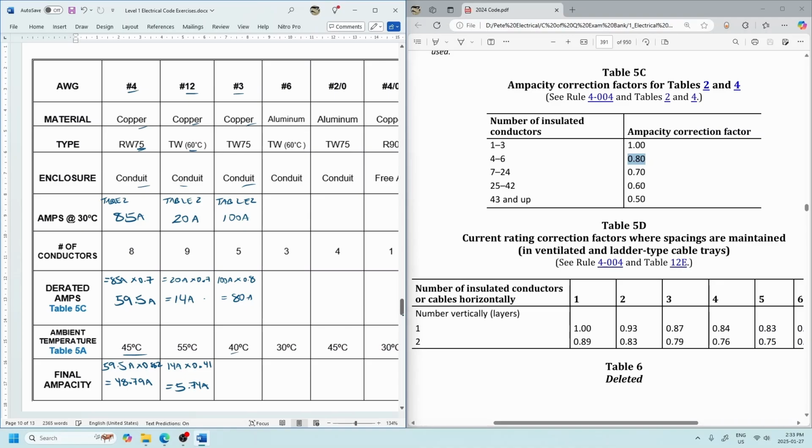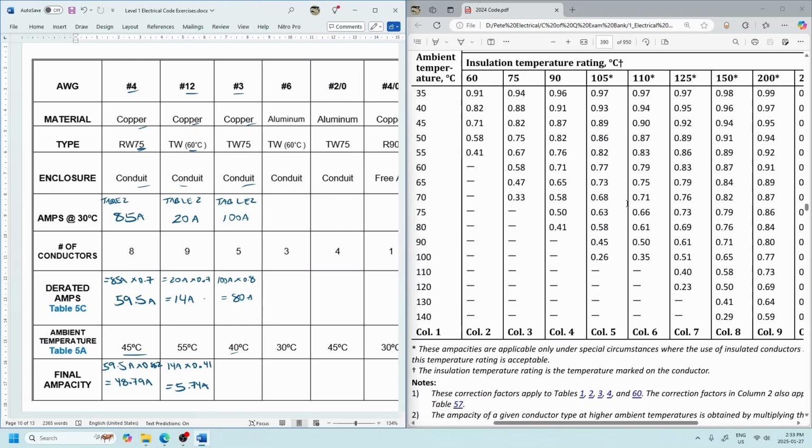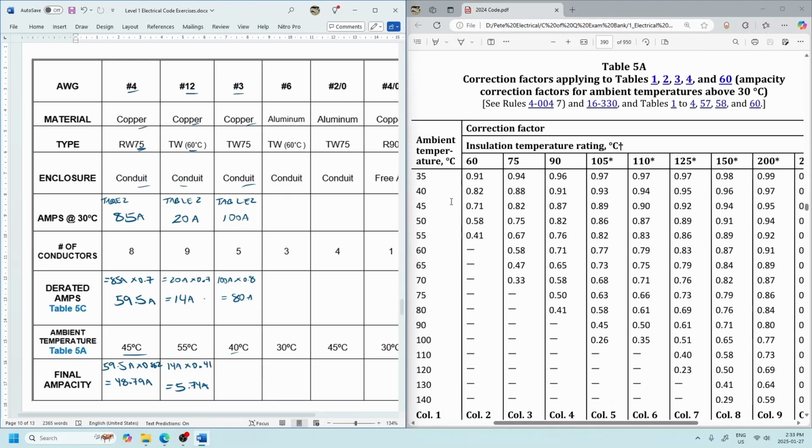Okay, next thing we can see is that we're at 40 degrees ambient temperature, so we're now going to go to table 5A. Starting off in the 75-degree column, because we're TW75. Then looking at the left-hand side for 40, where 75 and 40 intersect, we get a multiplier of 0.88. So I'm going to multiply the 80 amps by 0.88, and what's that going to be? It gives me 70.4 amps, guys.